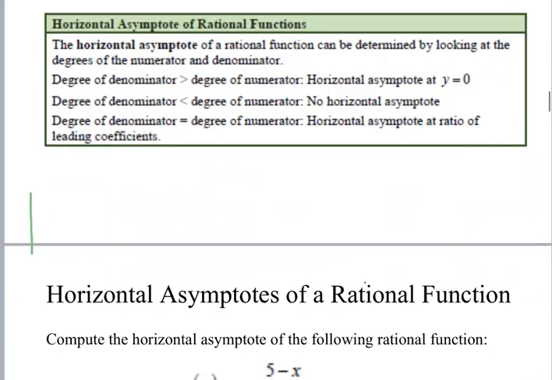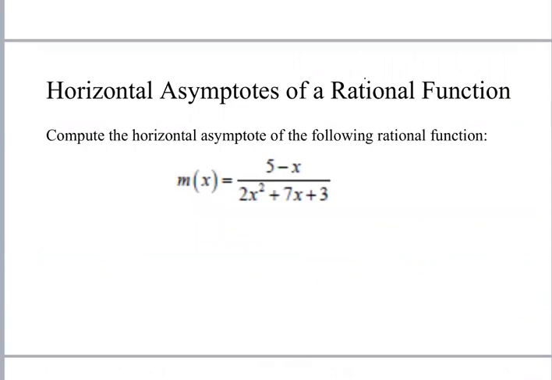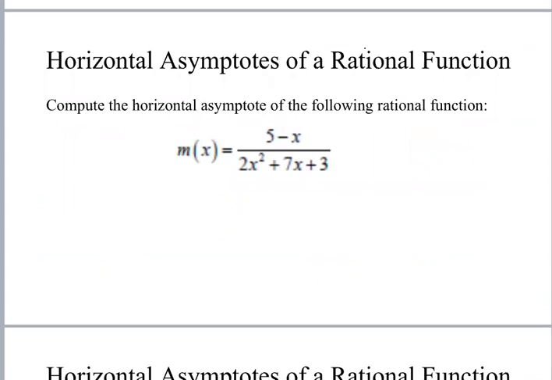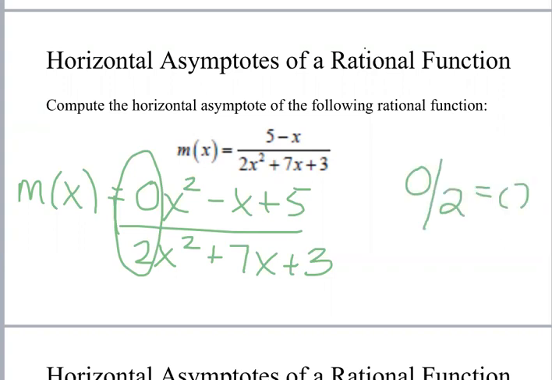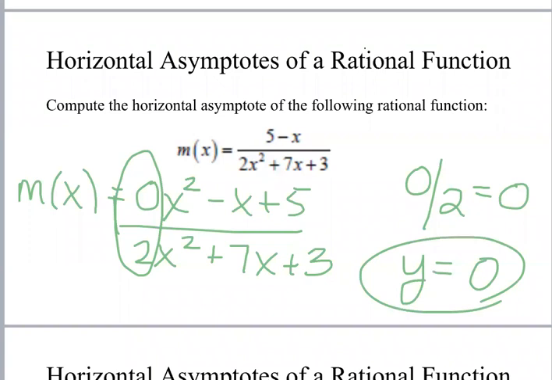Okay. So looking at a couple examples, if I want to figure out the horizontal asymptote of the following rational function, what I'm going to be looking at is the top degree of the top and the leading one of the bottom. So I'm going to rewrite these in order. I'm going to write m of x equals, on top I have no x squared term, then I have minus x plus 5. On the bottom, I have 2x squared plus 7x plus 3. So if I think of it this way, 0 over 2 gives me 0, so y equals 0 is my horizontal asymptote. So if you're missing that term, think of it as a 0, and then it's a little less to memorize.